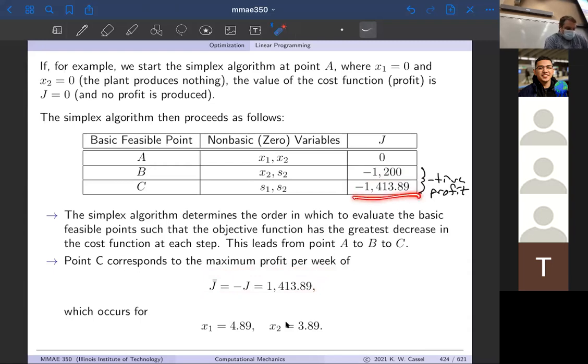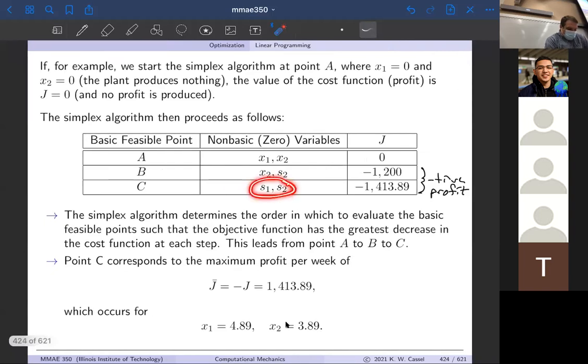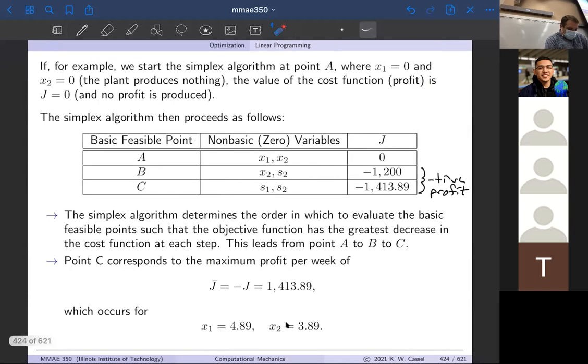Okay, well, that's the profit. Now, how many actual things, A and B, do we manufacture? Well, the values of X1 and X2 that correspond to this J are 4.89 and 3.89, and we get that from the solution. So when you zero out S1 and S2, you'll get the solution for X1, X2, as well as J, S3 and S4. The solution for X1 and X2 is really what you're after. That's what you tell your boss: make 4.89 of product A and make 3.89 of product B, and that will maximize your profit each week.